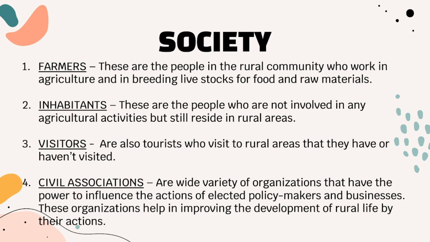The fourth and last small component is the civil associations. These are a wide variety of organizations that have the power to influence the actions of elected policymakers and businesses. These organizations help in improving the development of rural life by their actions. These are present in the society as they heavily influence the development of life due to their actions and planning. Examples of organizations are churches and NGOs.